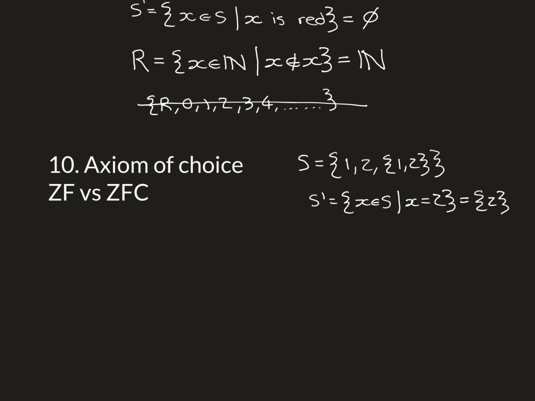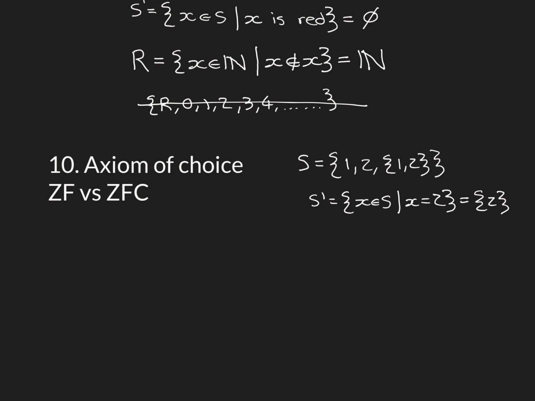The axiom of choice is axiom number 10, and it's actually the most controversial of all the axioms. In fact, some people refuse to accept it. So there are two strains of Zermelo-Fraenkel set theory. ZF set theory, just standing for Zermelo-Fraenkel set theory, means the first 9 axioms of set theory, whereas ZFC means Zermelo-Fraenkel plus the axiom of choice, so with axiom number 10 allowed.